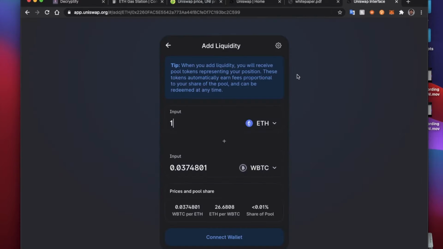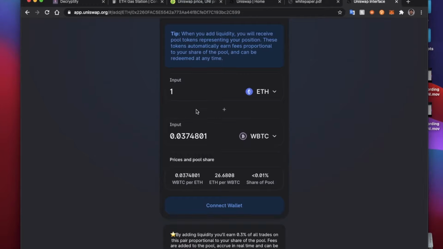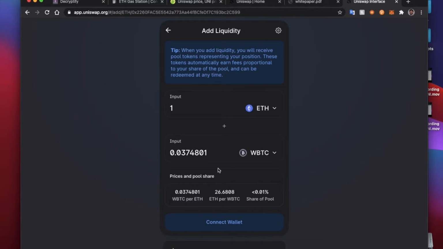So back to the platform, and also you can see here this liquidity provider fee. This is the amount that goes back to all users that have a position in the particular liquidity pool that you're trading on. If you have already provided your liquidity by connecting your wallet, sharing your 50-50 split of your assets to the liquidity pool, then great.